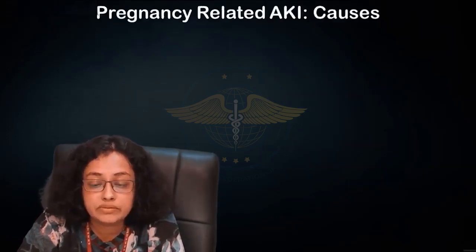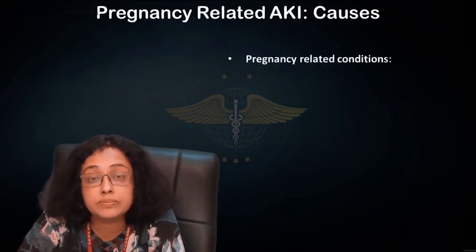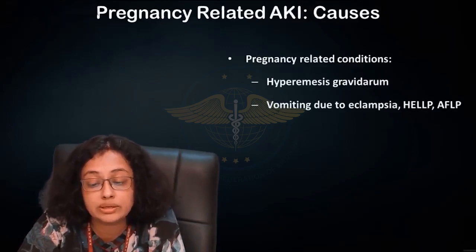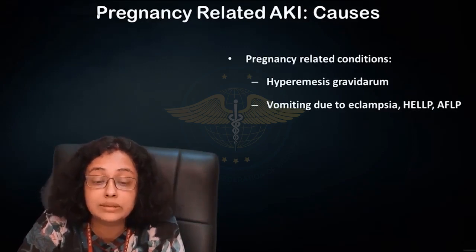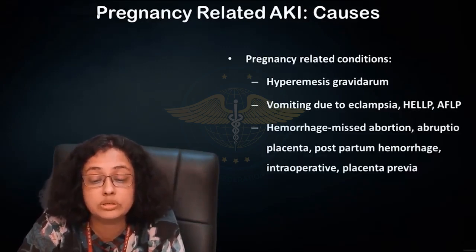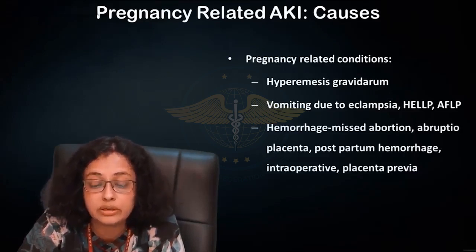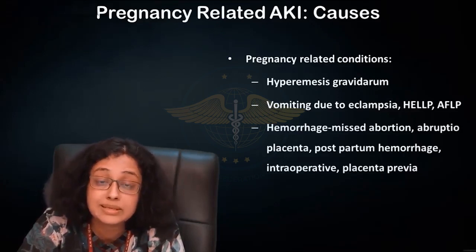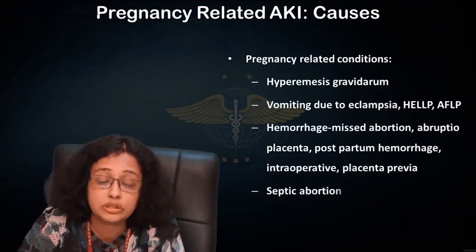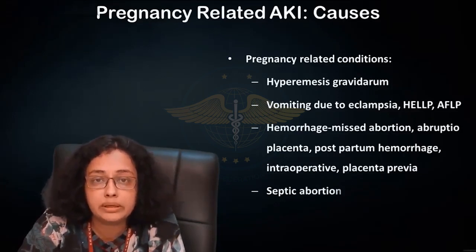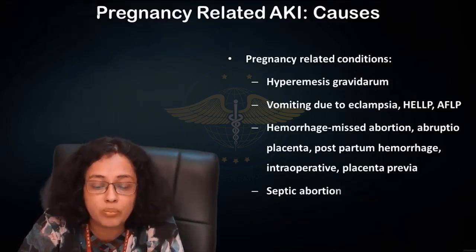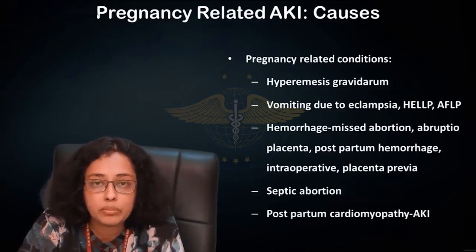When we talk of pregnancy-related AKI, it could be because of pregnancy-related conditions like hyperemesis gravidarum, or vomiting due to other complications, or bleeding because of missed abortion, abruptio placentae, postpartum hemorrhage, intraoperative bleeding or placenta previa, septic abortions, which are especially common when they are tried by quacks or tried at home, and postpartum cardiomyopathy leading to AKI.